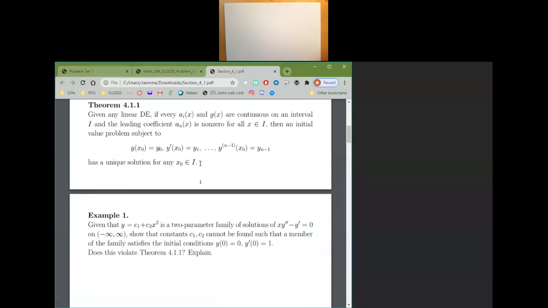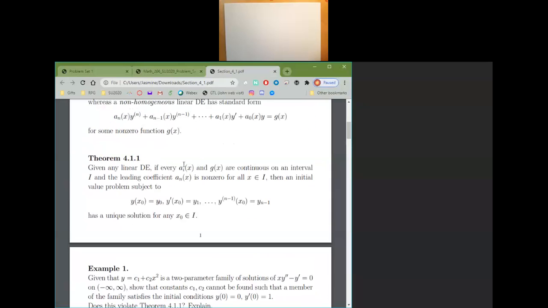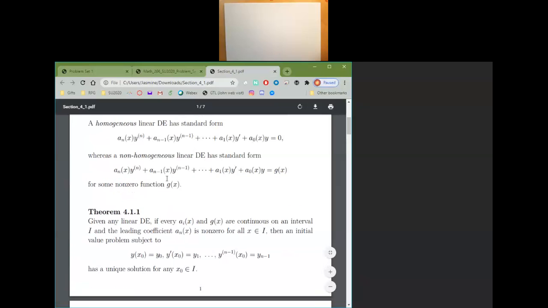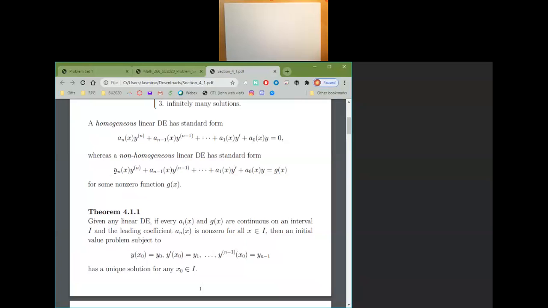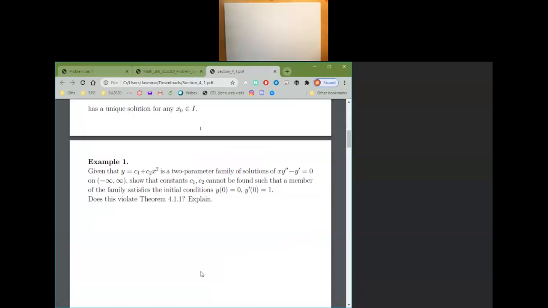So yes, this has a unique solution. This is super nice because it means that if every one of these coefficients and g of x are continuous on some interval, and the leading coefficient a sub n of x is non-zero for all x along that interval, then an initial value problem subject to these constraints, where every derivative is taken into account, and you're plugging in the same x naught for every one of them, has a unique solution for any given x naught lying in that interval. Okay, so example 1.